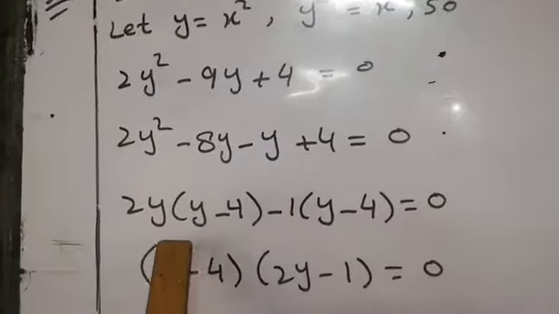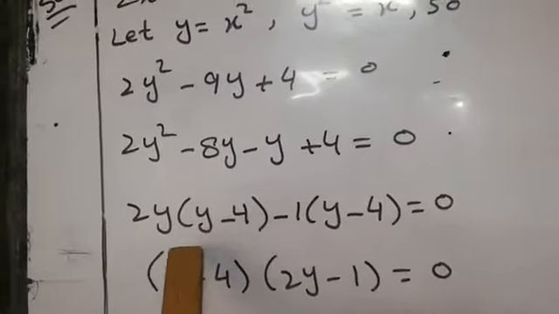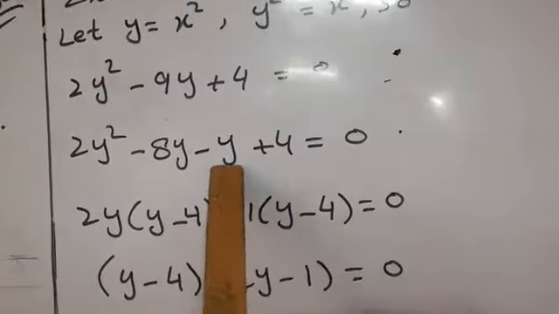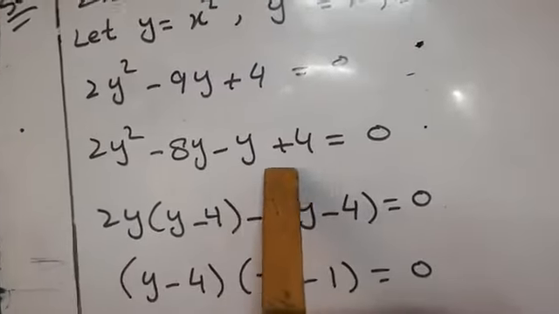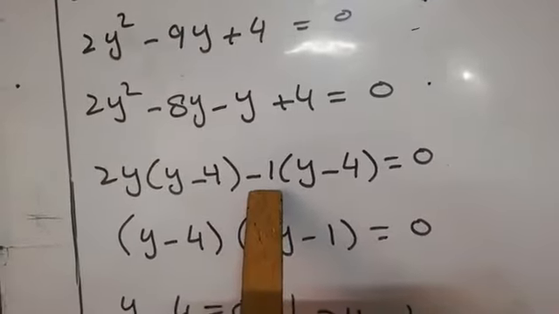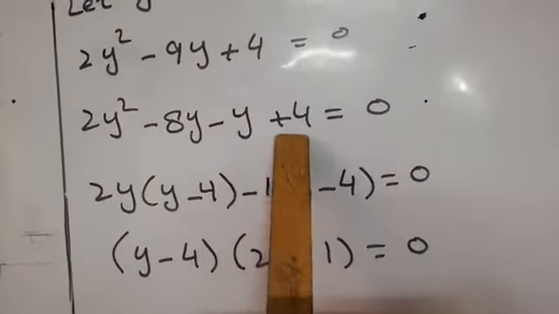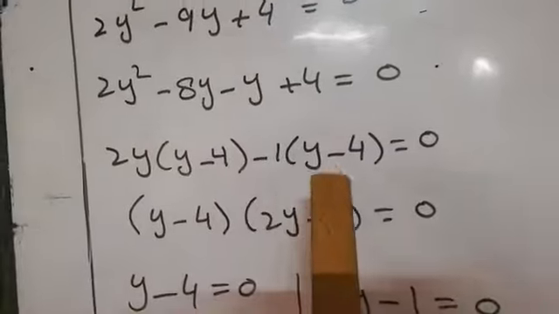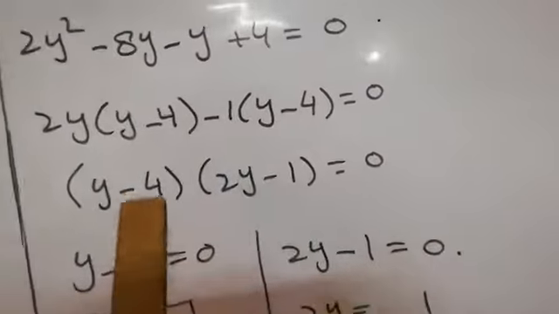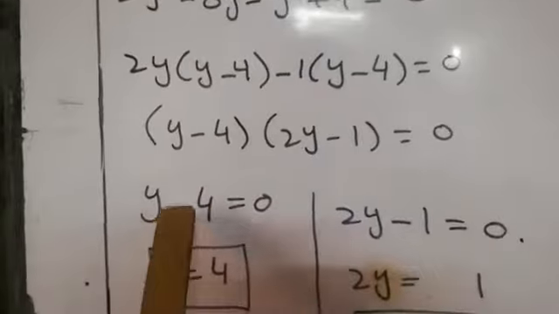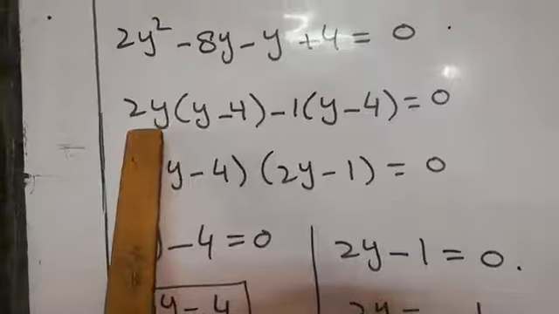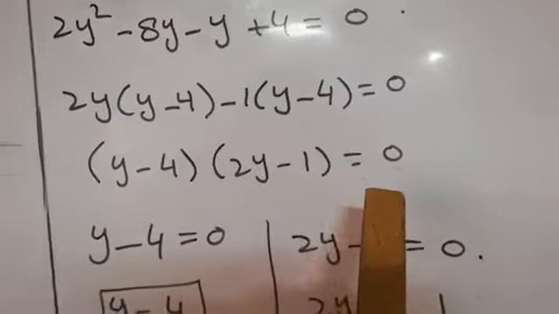So by taking 2y as common from the first two terms, we get 2y(y - 4), and here there is no common value, so we will put minus 1 only, and since we have taken minus as common, we change the sign of the terms. It becomes y - 4. Both y - 4 are common, so we take y - 4 as common and find (y - 4)(2y - 1) = 0.